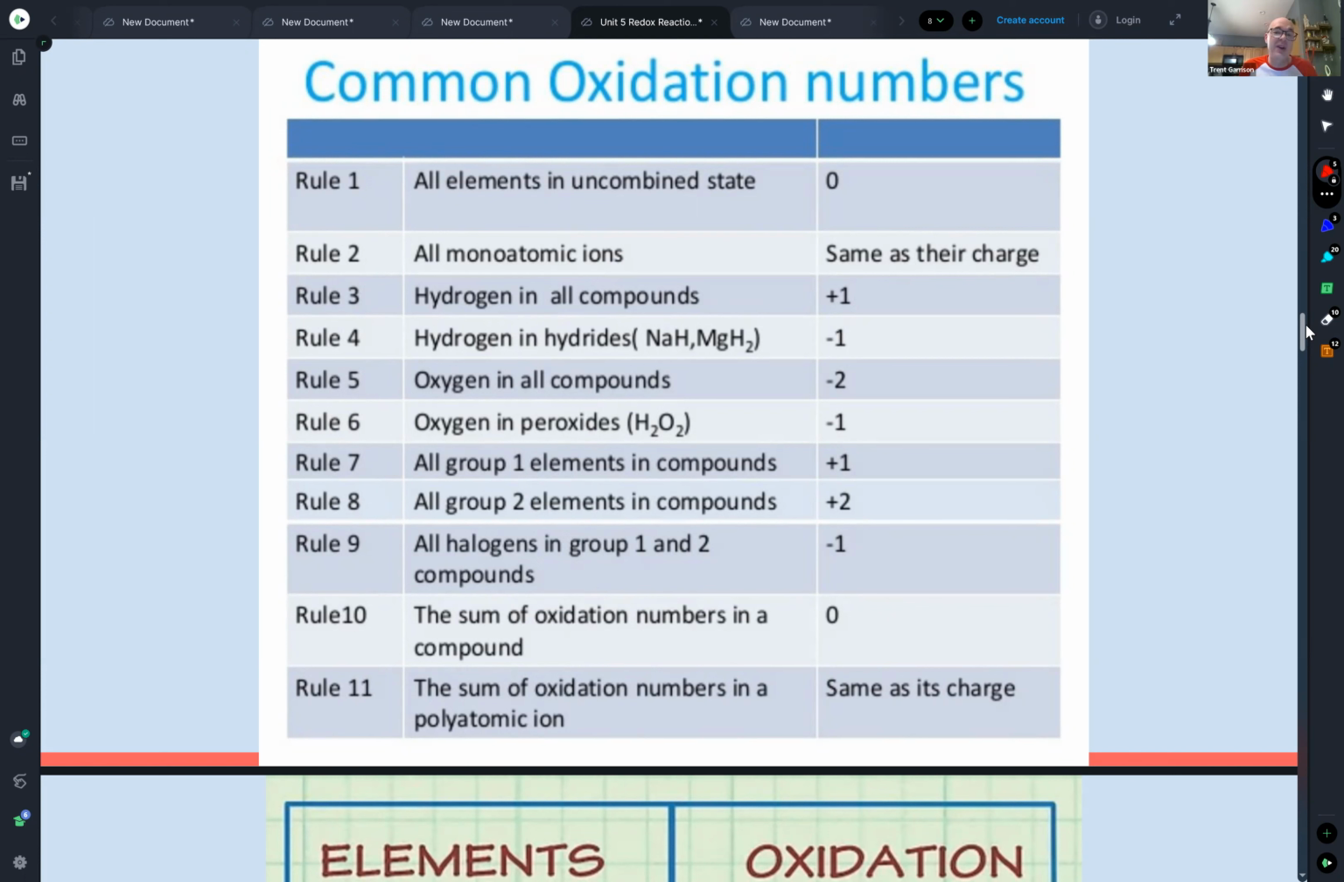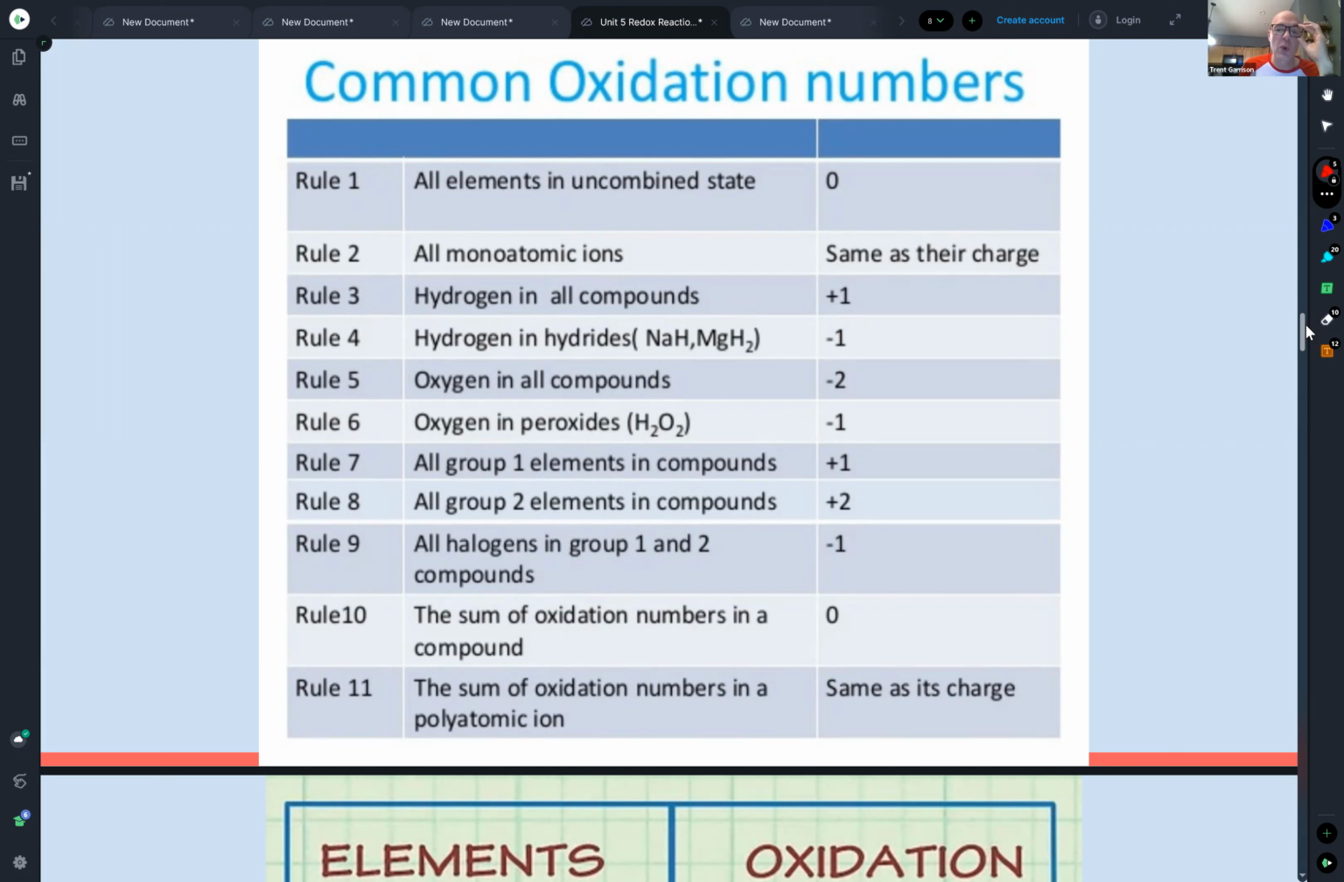Then now we start to get into some more detail. So the first two, very simple. Third rule says hydrogen is always +1. You already probably knew that because it's in the first column. So that makes sense. Nothing earth-shattering there. That is not a new piece of information.